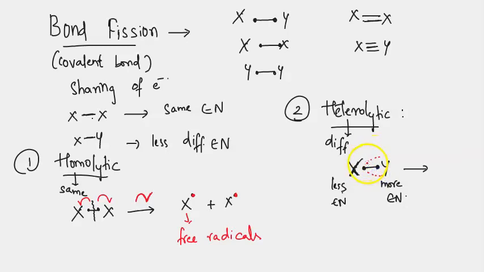So Y will experience more negative charge. We get X with a partial positive charge and Y with a partial negative charge. Since X has the positive charge, we call it a cation, and Y, with the negative charge, we call an anion. In case of homolytic fission, we get free radicals. In case of heterolytic fission, we get a cation and an anion.